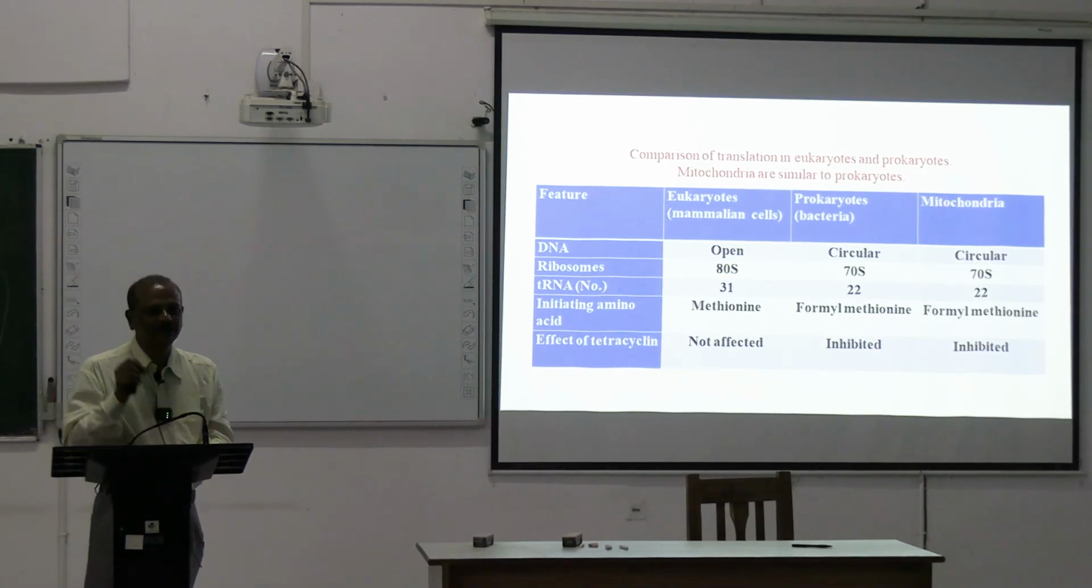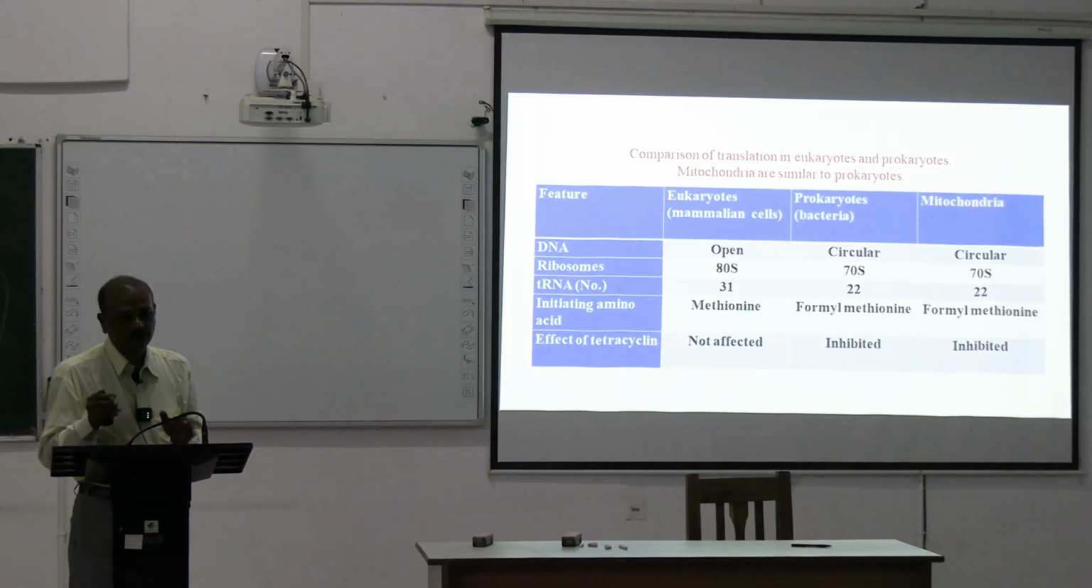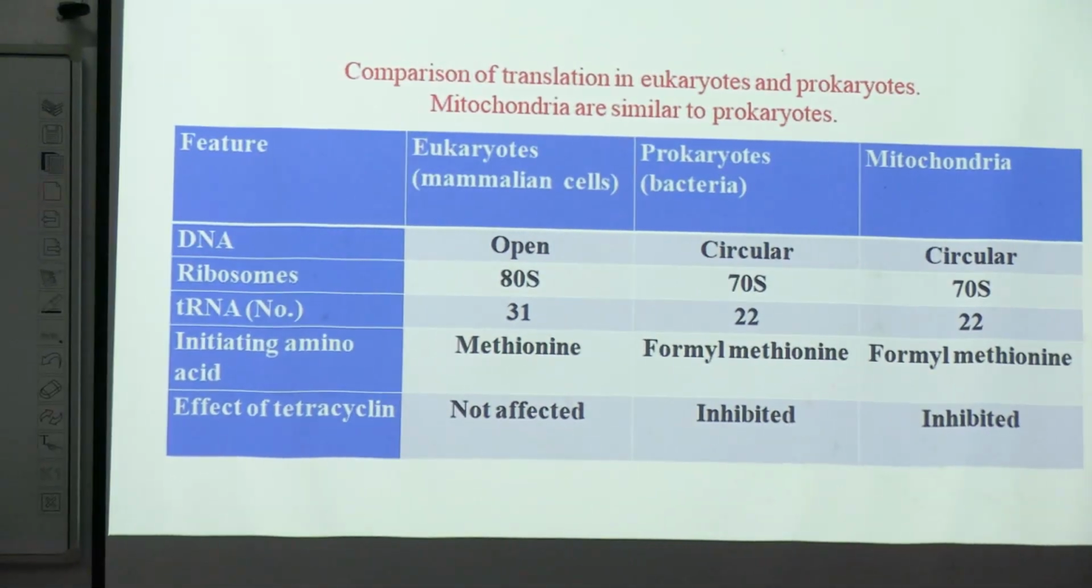Why? Tetracycline is mainly taken to kill bacteria. It's a bacteriostatic drug, not bactericidal. It stops bacterial growth. So why should it stop mitochondrial protein synthesis? Because mitochondria have an almost similar translational machinery, if not identical. Of course, not identical, but it's similar to prokaryotes.